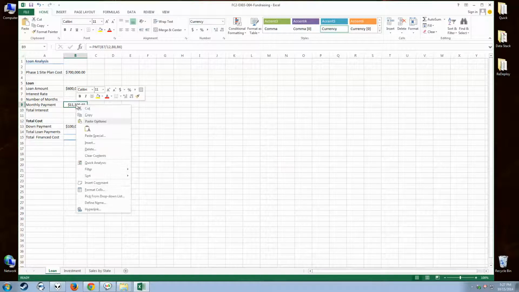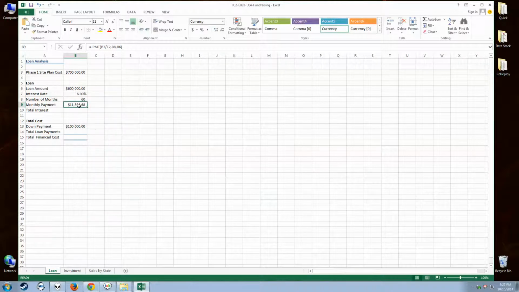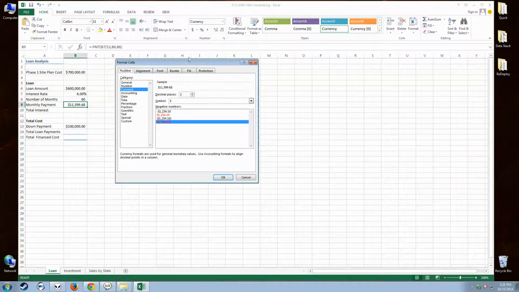Let's make sure that our loan payments are properly in accounting format. We either right-click and click Format Cells here, or as long as we have this cell clicked on, we can click the dialog box launcher right here, that little downward right pointing arrow next to Number, and it'll also bring up Format Cells.